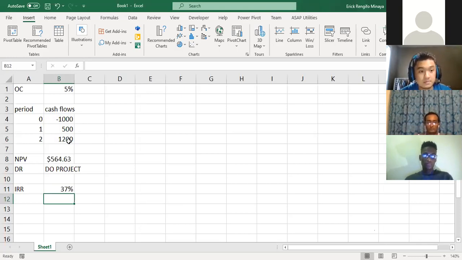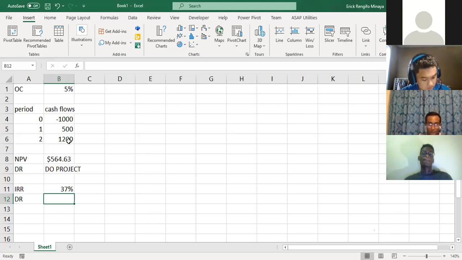Okay, so what is the idea? What is this 37%? What is this 37% telling you? That's the interest rate when NPV is 0. But the intuition is what? This is the average interest rate that this project is going to produce per period.